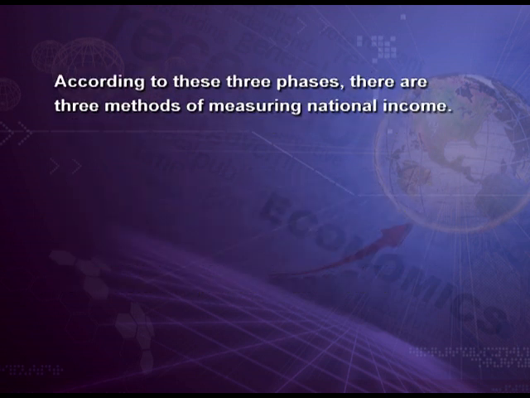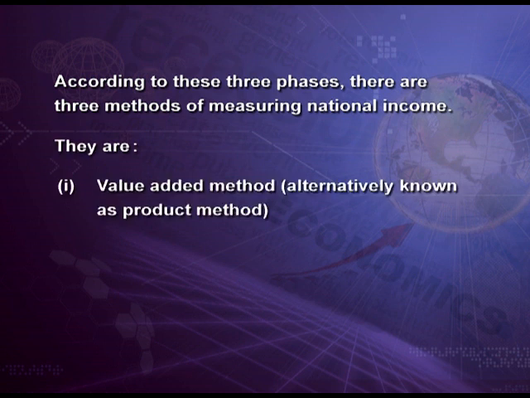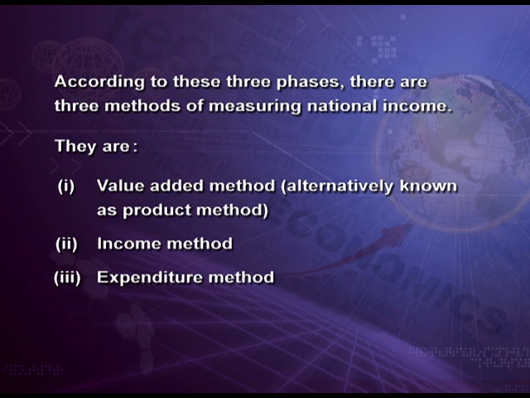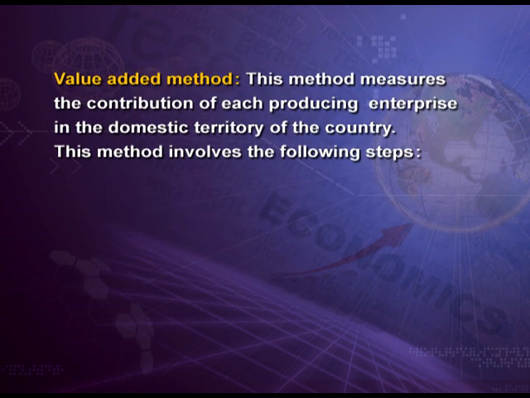According to these three phases, there are three methods of measuring national income, and they are value added method, also known as product method, income method and expenditure method. Let's discuss first the value added method. This method measures the contribution of each producing enterprise in the domestic territory of the country. This method involves the following steps in measurement of national income.